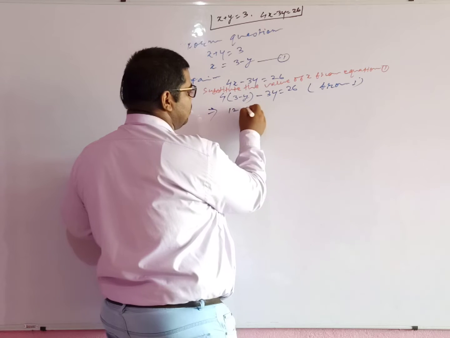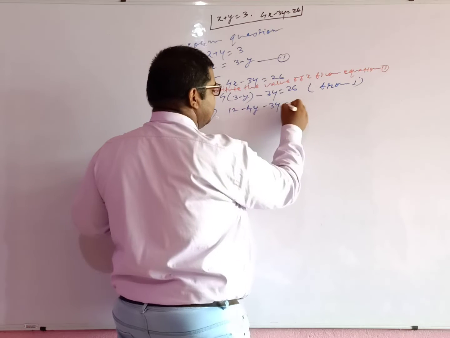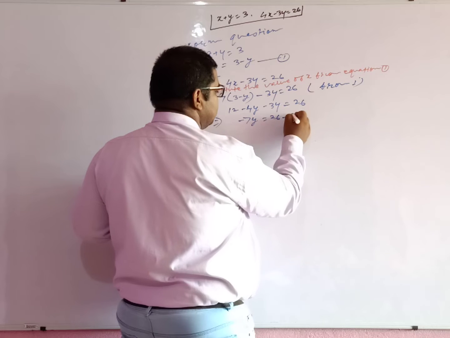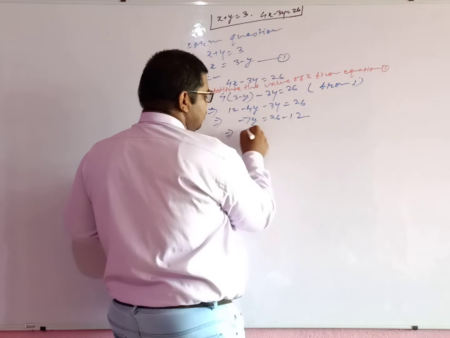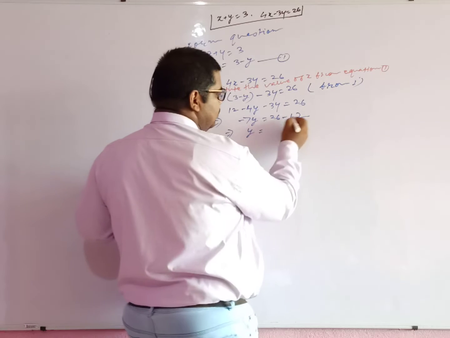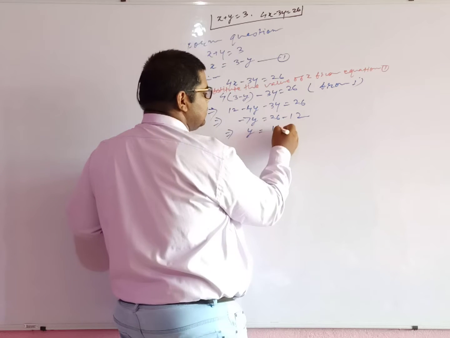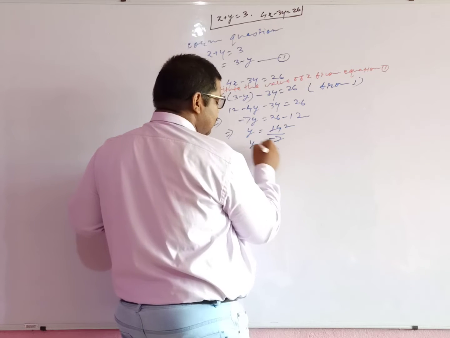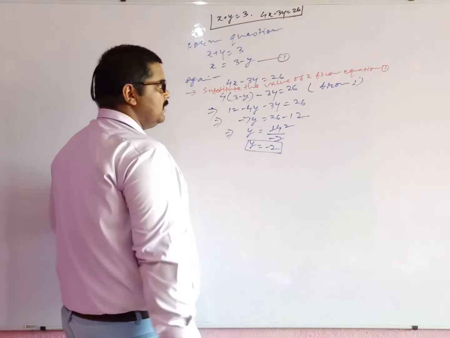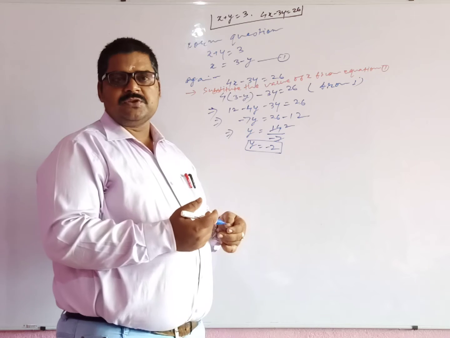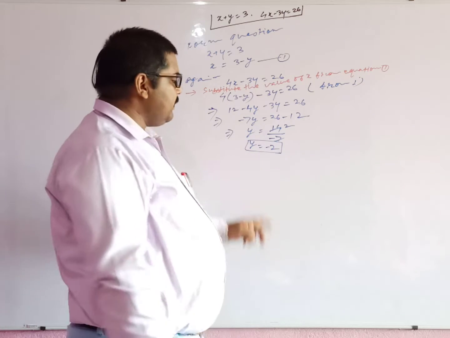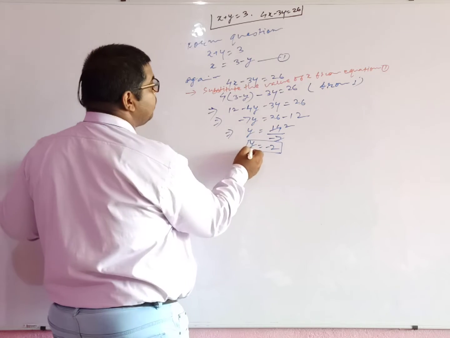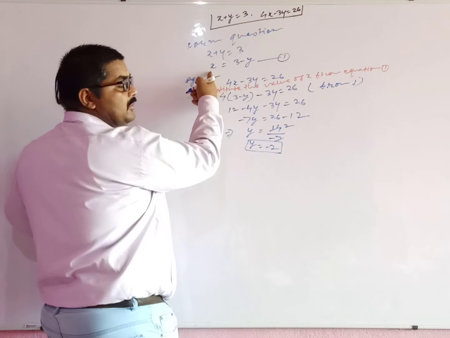4 times 3 is 12, 4y minus 3y is equal to 26. Now minus 7y is equal to 26 minus 12. So you can write y is equal to 14 upon 7, and it can be written as y is equal to minus 2. From first you have substituted the value and got the value of y, and after that you have to substitute the value of y in first to get the value of x.